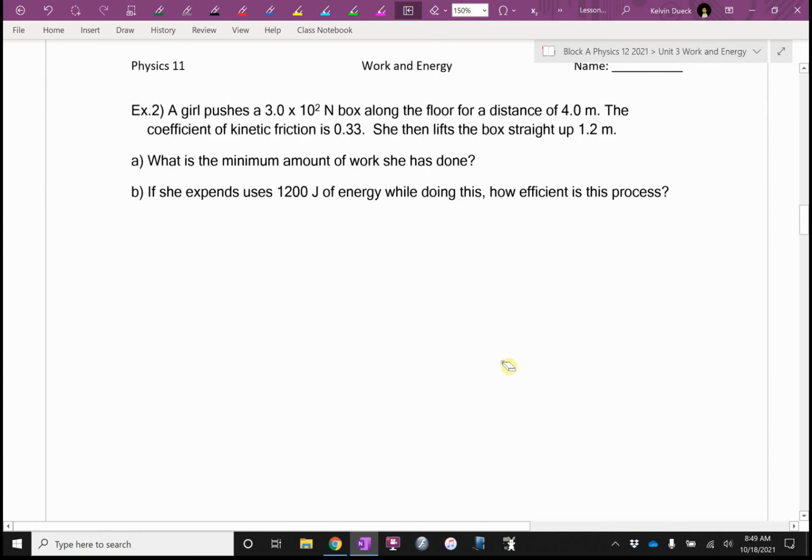Example 2, a girl pushes a box along the floor for a distance of 4 meters. Yeah, turn the page. The coefficient of kinetic friction, mu, is 0.33. She then lifts the box straight up 1.2 meters. What's the minimum amount of work she has done?